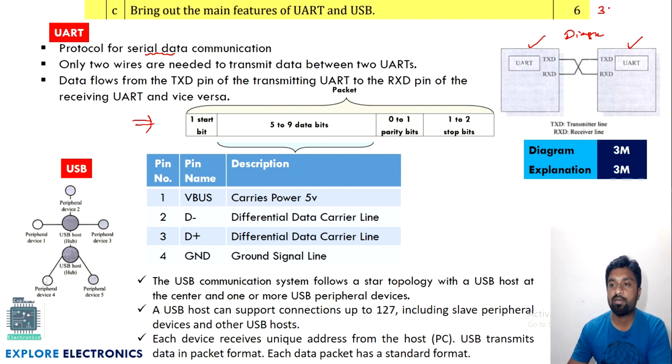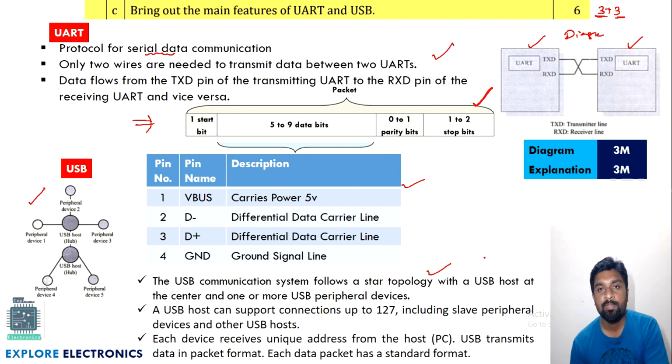6 marks will be divided as 3 plus 3: UART for 3 marks and USB for 3 marks. What can you write for 3 marks? One block diagram, 2-3 lines of explanation, packet representation. And then coming to USB, again a block diagram, and you can write this table and a little bit of explanation of how USB devices can be connected in a group.